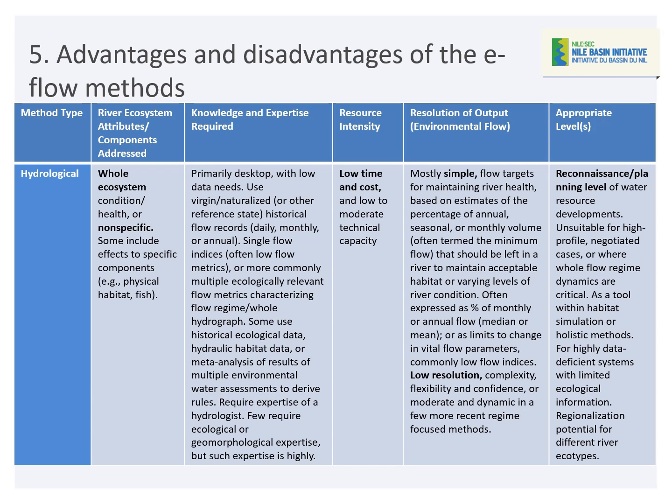The resource intensity is low in time and associated costs, with low to moderate technical capacity. The resolution of the output is mostly simple flow targets for maintenance of river health, based on estimates of the percentage of annual, seasonal, or monthly volume, often termed the minimum flow. This should be left in the river to maintain acceptable habitats for varying levels of river condition, often expressed as a percentage of monthly or annual flow using the mean or median, or as limits to change in flow parameters, commonly low-flow indices. The result is low resolution, complexity, flexibility, and confidence, or moderate and dynamic in a few more recent regime-focused methods.